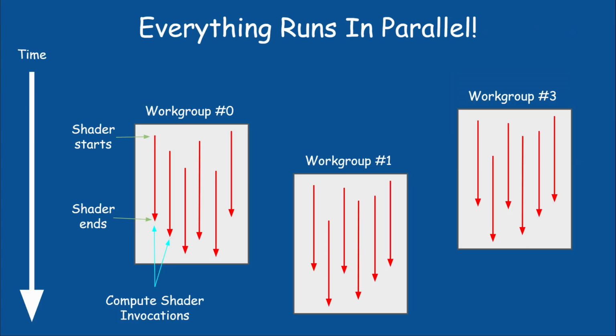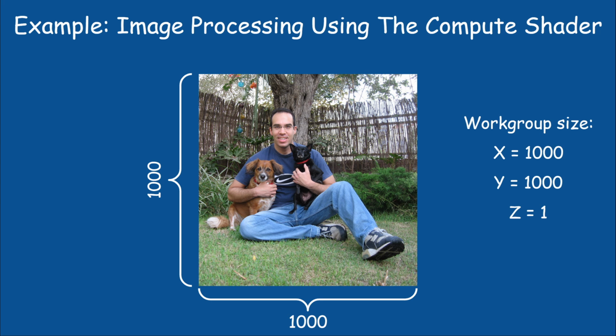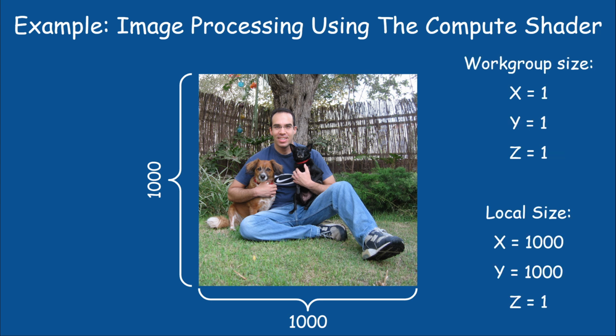An important thing to remember is that workgroups run in parallel, and the invocations are also executed in parallel. This means that you can't assume anything about the order of execution between workgroups and invocations. The alternative to the image example that we saw is to have a single workgroup and set the x and y of the local size to 1000.